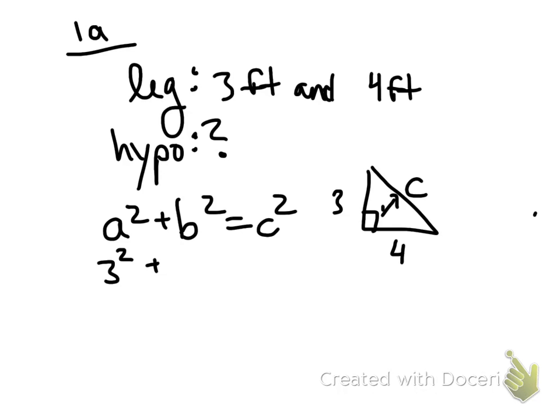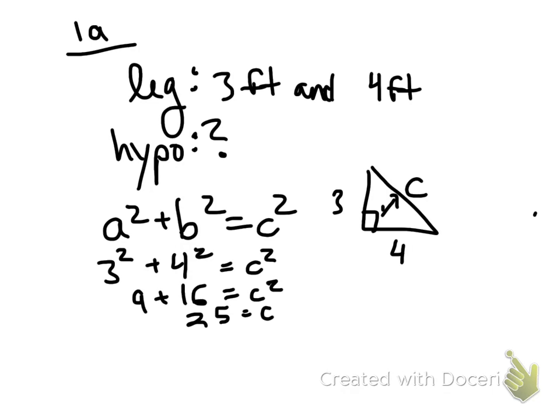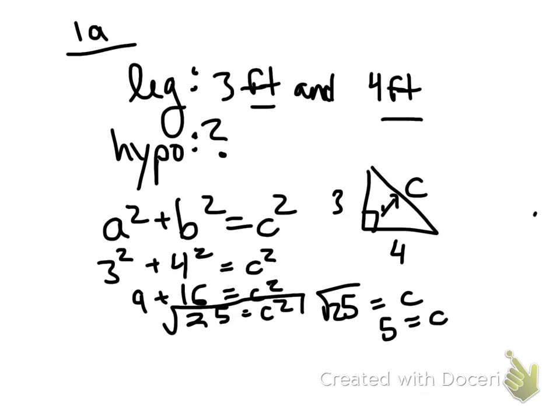3 squared plus 4 squared equals C squared. So 9 plus 16 equals C squared. 25 equals C squared. Take the square root of both sides. So square root of 25 equals C. So 5 equals C. Remember, it's feet. So 5 feet equals the hypotenuse, or side C.